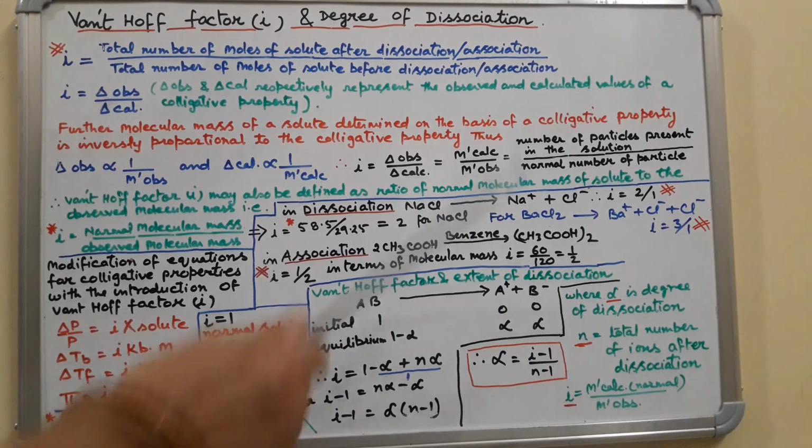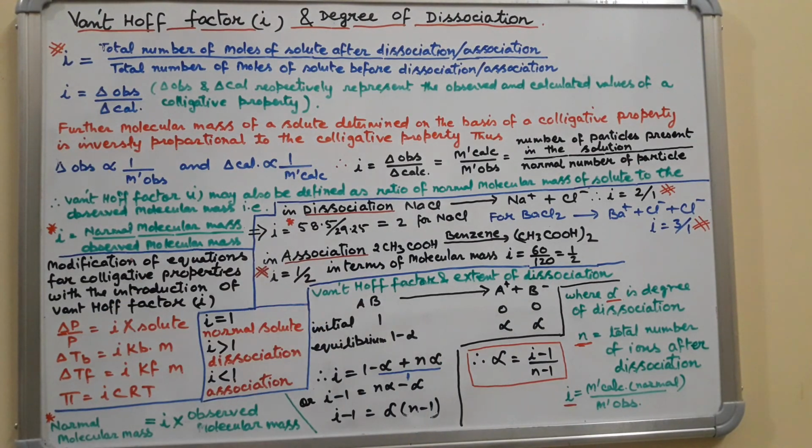So if you follow all this concept, you just try to find it out in your notebook. Now see what is this i. Again I would like to make it clear. i is equal to M calculated, that is the normal molecular mass, upon molecular mass observed. So in place of i, if you wish, you can put this also and can find out further anything which is asked in the numerical.